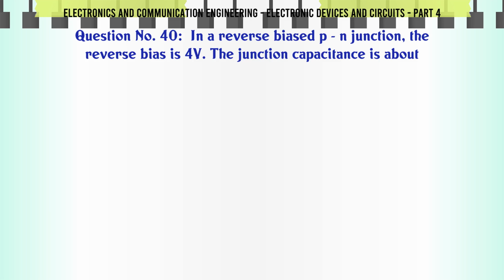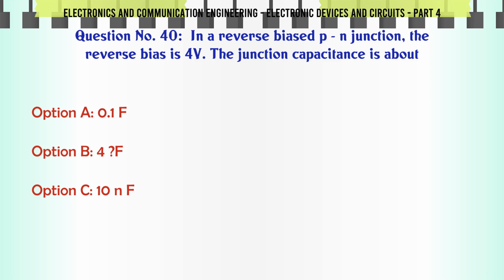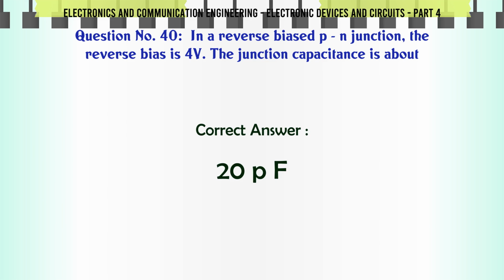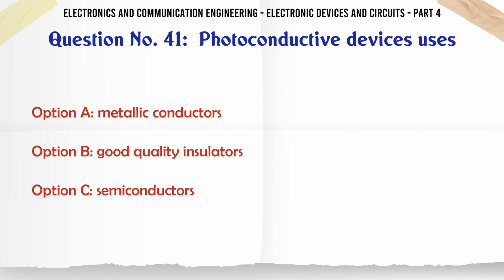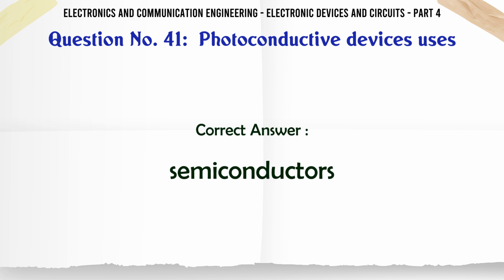In a reverse biased p-n junction, the reverse bias is 4 V. The junction capacitance is about A, 0.1 F, B, 4 F, C, 10 nF, D, 20 pF. The correct answer is 20 pF. Photoconductive devices use A, metallic conductors, B, good quality insulators, C, semiconductors, D, either A or C. The correct answer is semiconductors.